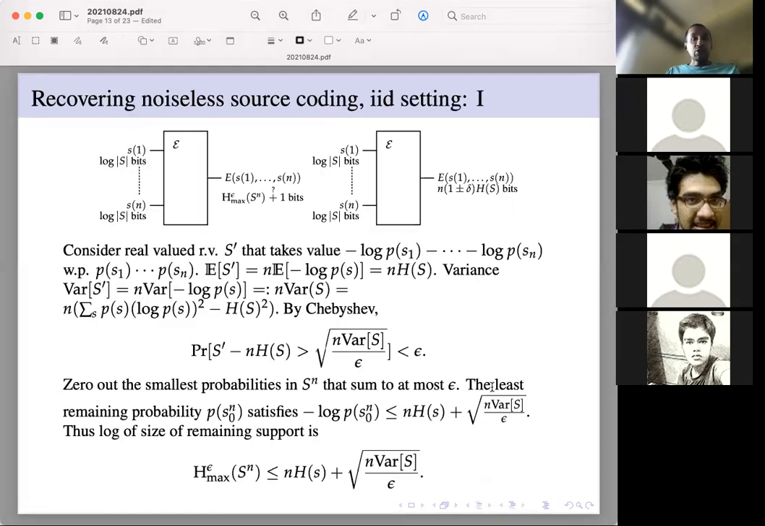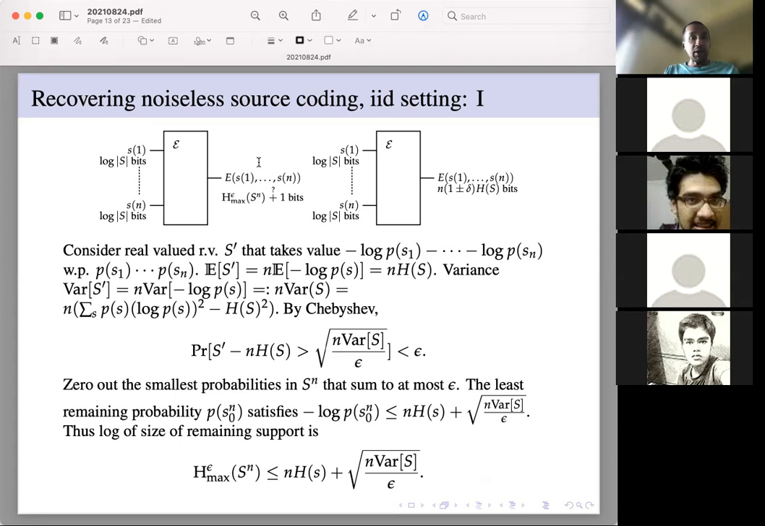Okay. So we did one-shot noiseless source coding. The question is, we remember a different lemma from the IID setting. So can we recover the IID setting from here? This is the traditional IID setting as you have seen, and we can compress down to n H(S) times 1 plus or minus delta, right? There's a gap between the lower and upper bounds.